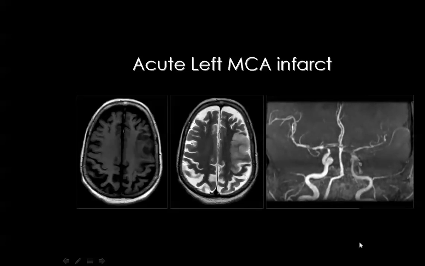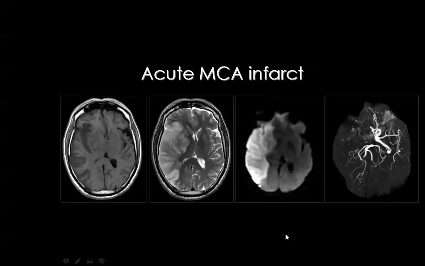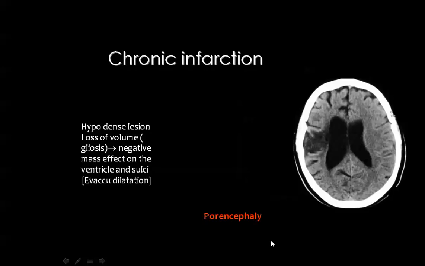Then you may use MR angiography to have this MR angiogram for the intracranial circulation, and you can see the markedly attenuated middle cerebral artery on the same side of the infarction. And this is also a good example of acute middle cerebral artery infarction. By T1 weighted image you see the low signal infarction compressing the ventricle, and in the T2 weighted image you see high signal infarction, and in the diffusion weighted image you see the restricted diffusion in the infarcted area, and by MR angiogram you can see the absence of flow in the middle cerebral artery as well as its branches on the right side.